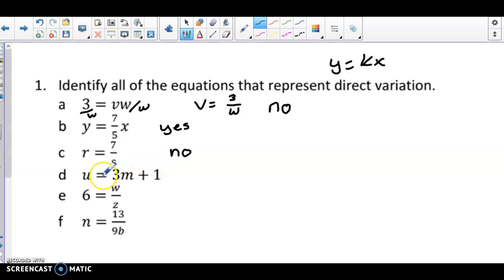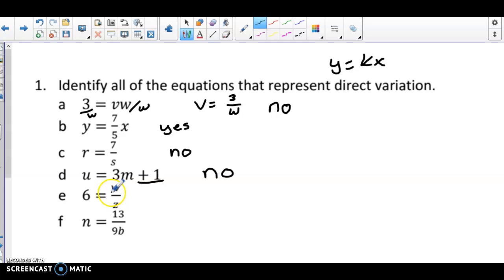Now I'm going to look at D, and my variables are u and m. I have a 3 being multiplied, so if this is a variation, that could be my constant. But right here, I have a +1. And if you remember from that first day when we talked about direct variation, our direct variations have to go through 0, 0. So if I plug in 0 and 0, I still have a 1 out here. This is not going to go through the origin at 0, 0. So it is not a direct variation equation.